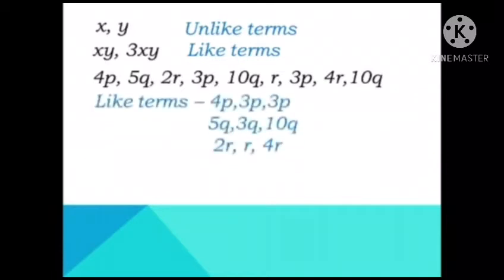Like for p, 4p, 3p, and 3p. Two 3p's are there. So 4p, 3p, 3p are the like terms. And second one for q, 5q, 3q, 10q. And for r, 2r, r, 4r. So these are the like terms. Not only one or two things will be given, it can be given more than 5 or 10. From there we have to collect and write the like terms.